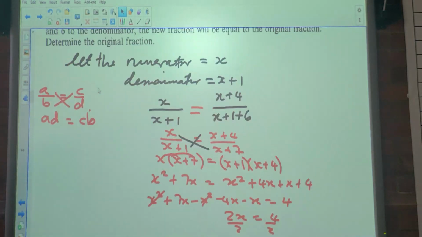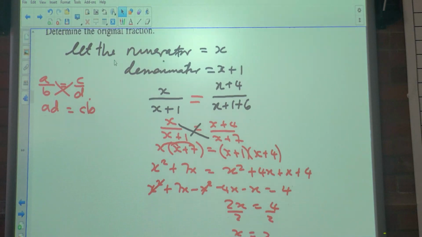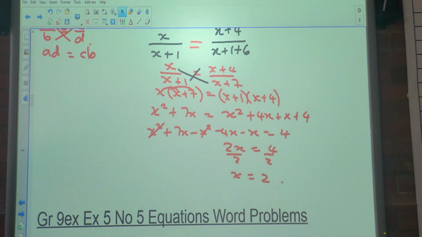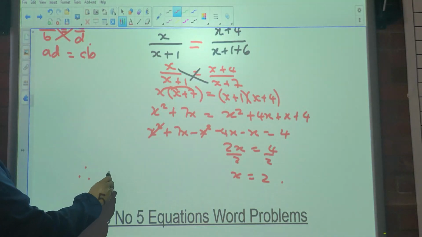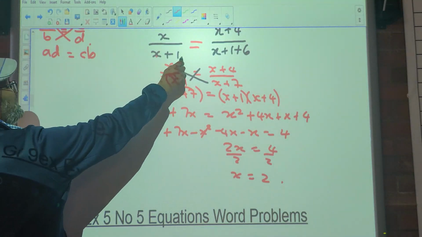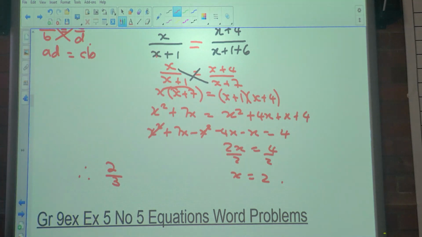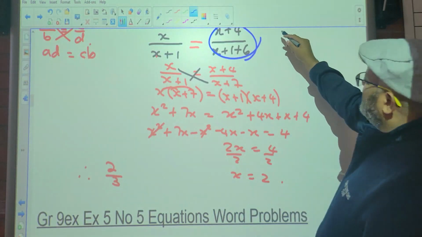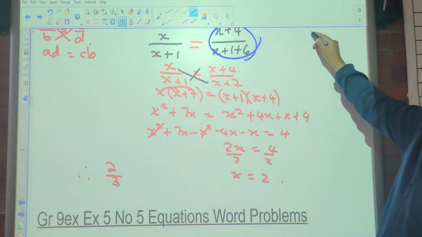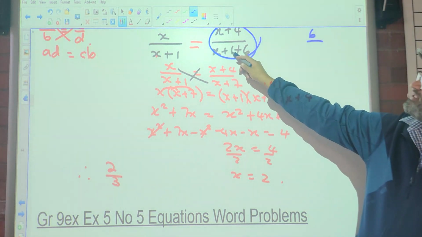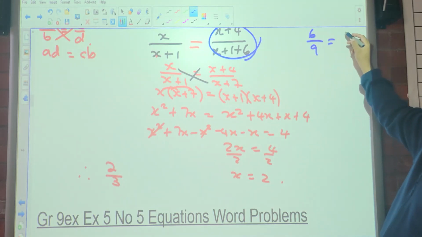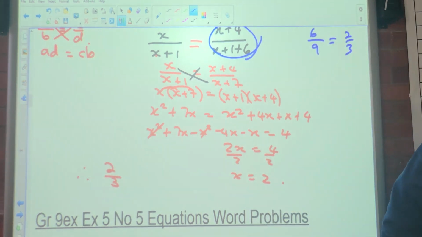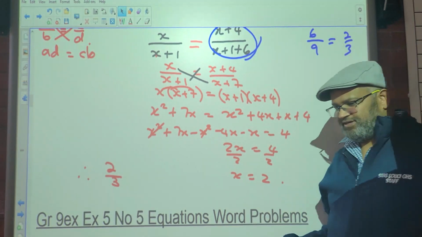But go back to the question. What does the question say? Determine the original fraction. The original fraction was x over x plus 1. So therefore the original fraction is going to be 2 over 2 plus 1, which was 3. Therefore 2 over 3 was the original fraction. And we can check here if we are right. Because x is 2, so 2 plus 4 is 6, and 2 plus 1 is 3, plus 6 is 9. And 6 over 9 works out to be 2 over 3 anyway. Can you see that? So your original fraction is 2 thirds.